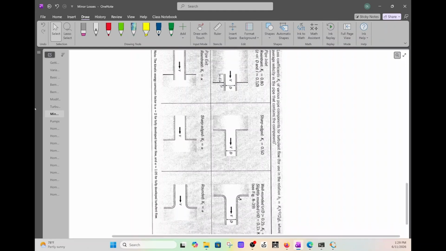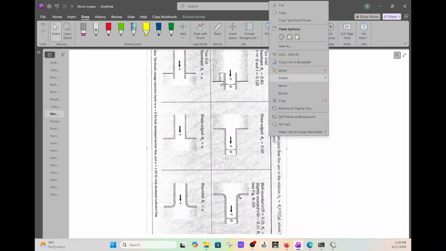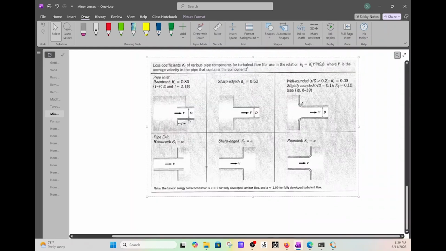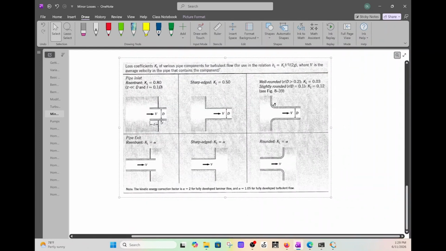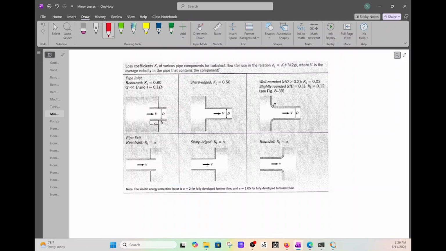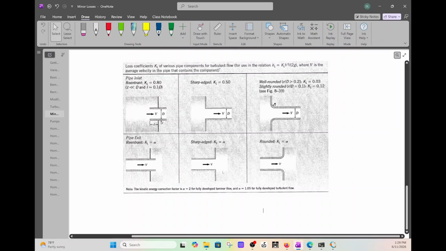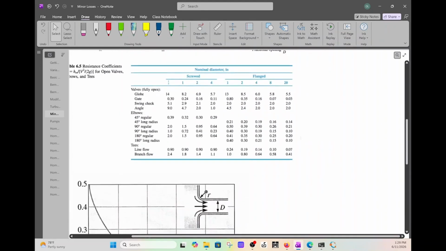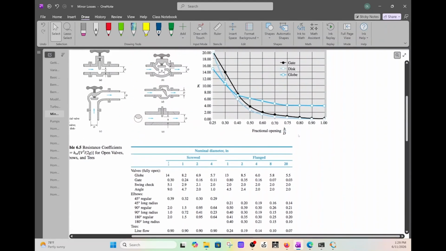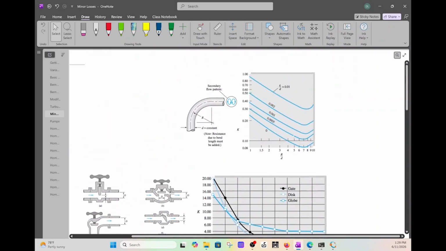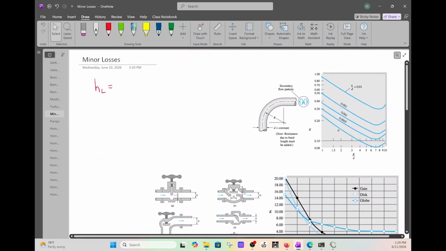They also have entrance and exit losses depending on the shape. If it's rounded or sharp, you have different losses, because the fluid has got to move around that particular shape and it loses energy. So HL technically is HL major plus HL minor.